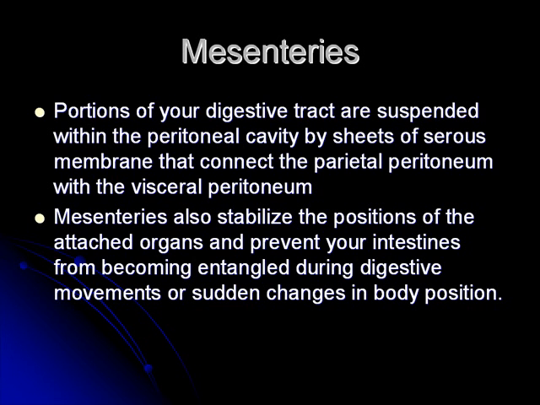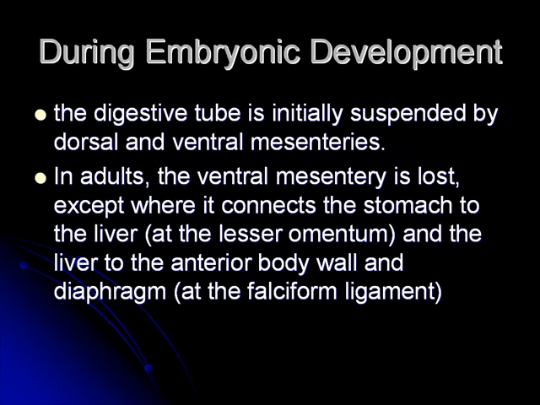and connected to the peritoneum with visceral peritoneum. Mesenteries also stabilize the position of attached organs and prevent intestines from becoming entangled during digestion or movement or sudden changes in body position. These structures, this tissue structure, helps to keep the colon and the bowel in position. During embryonic development, it's important to recognize what occurs in the digestive tract. The digestive tube is initially suspended by dorsal and ventral mesenteries.